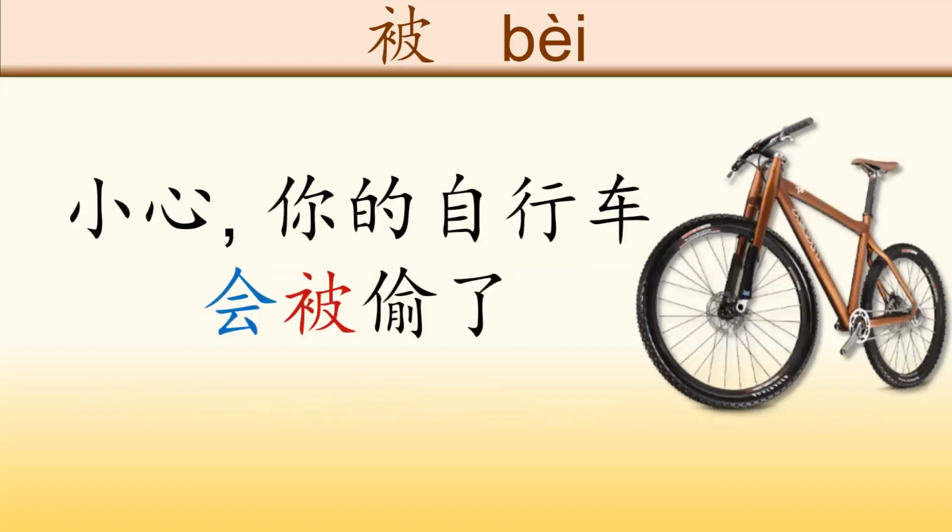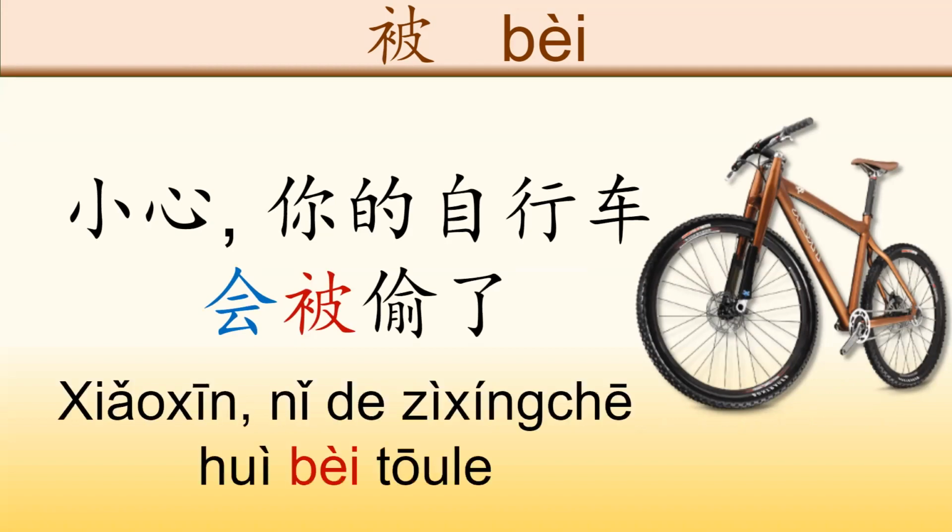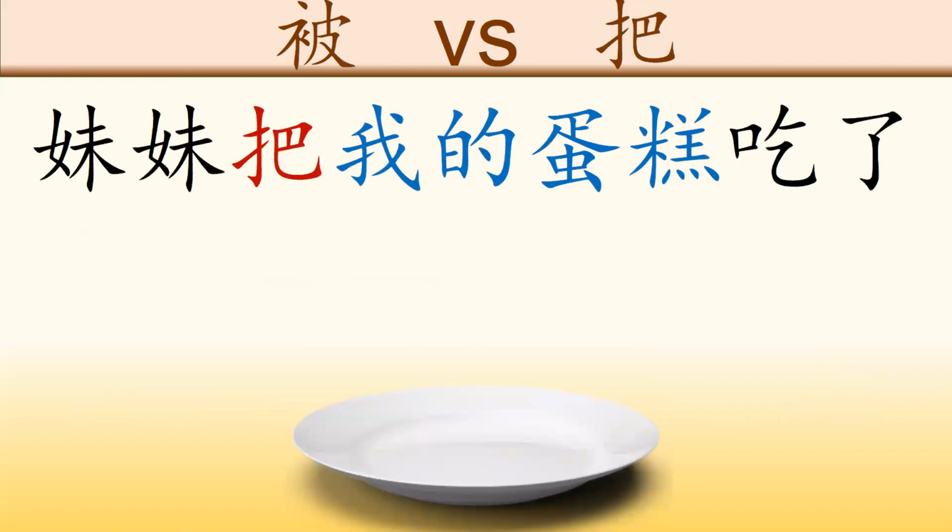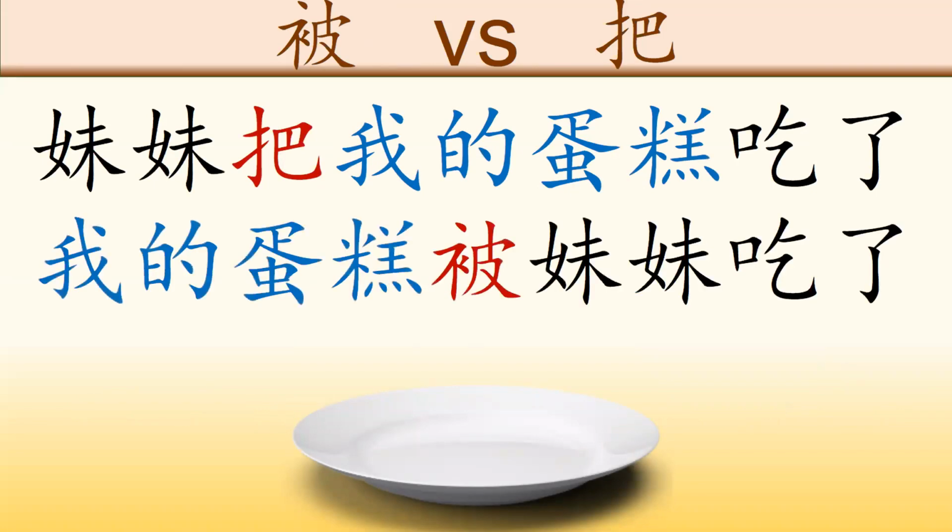A little example here, 小心，你的自行车会被偷了. Careful, your bike can be stolen. We can stop for a moment here and understand well the use of 把 and the use of 被. These two characters are used in different ways.